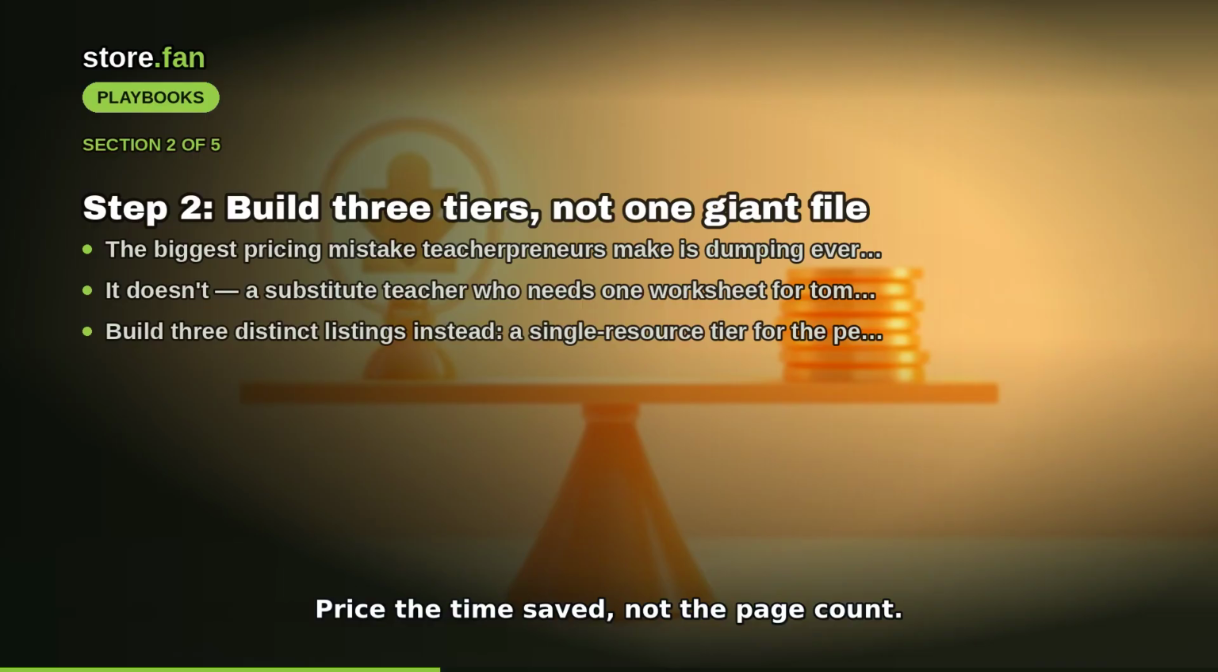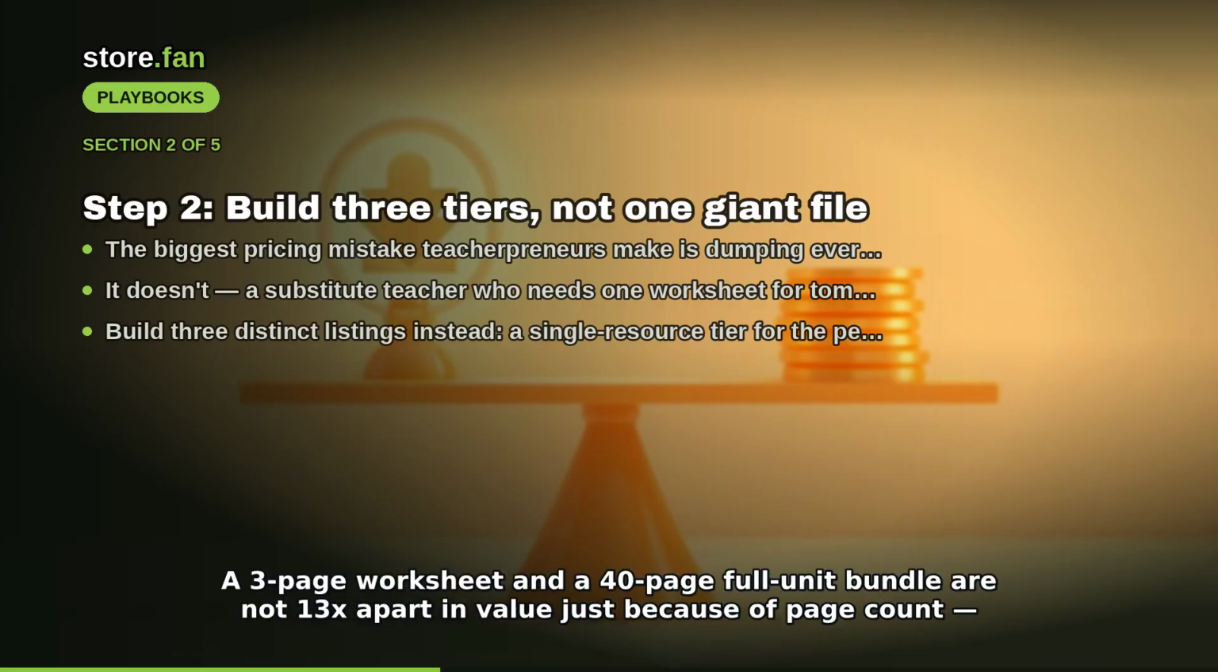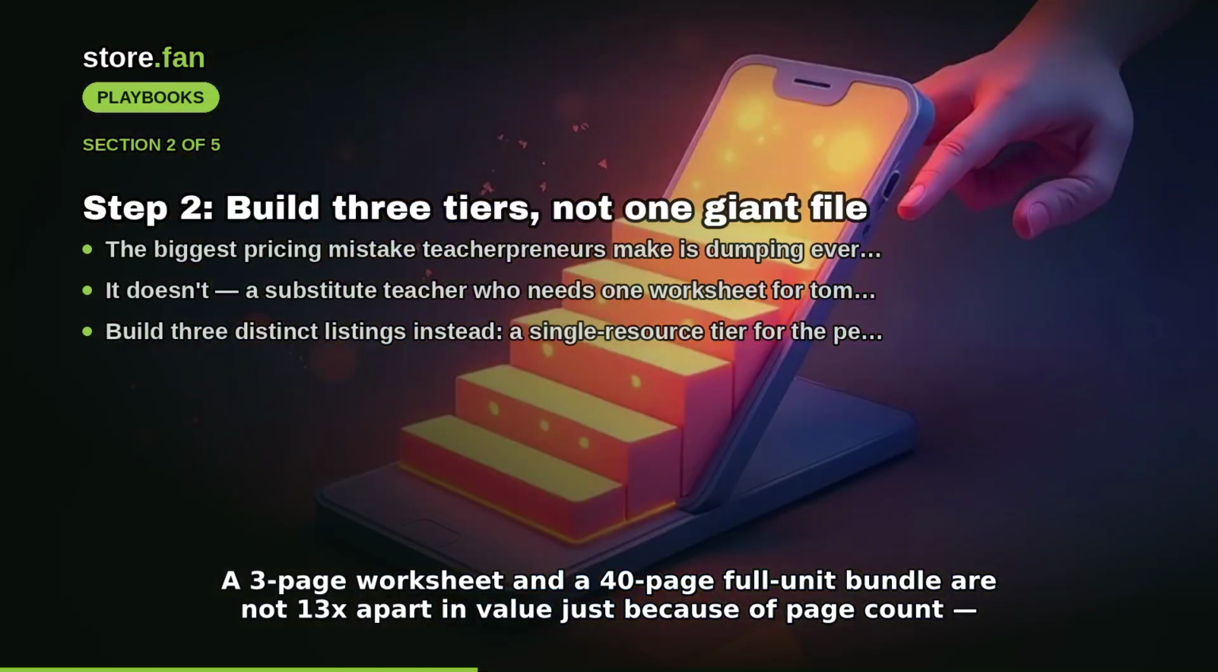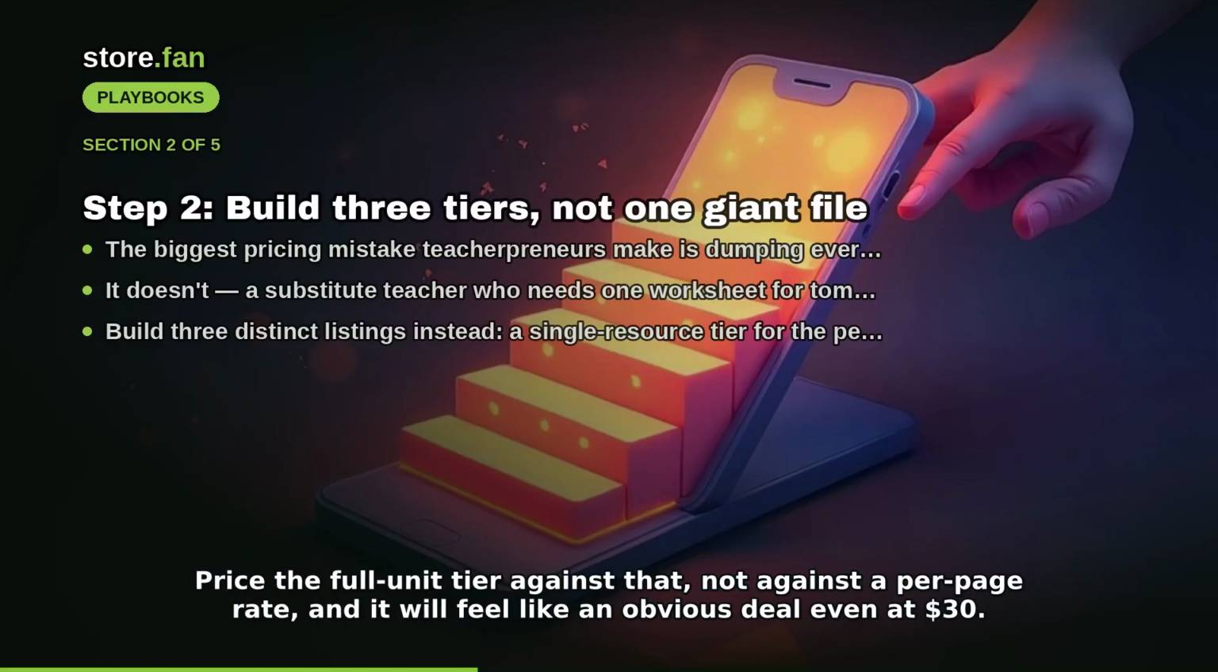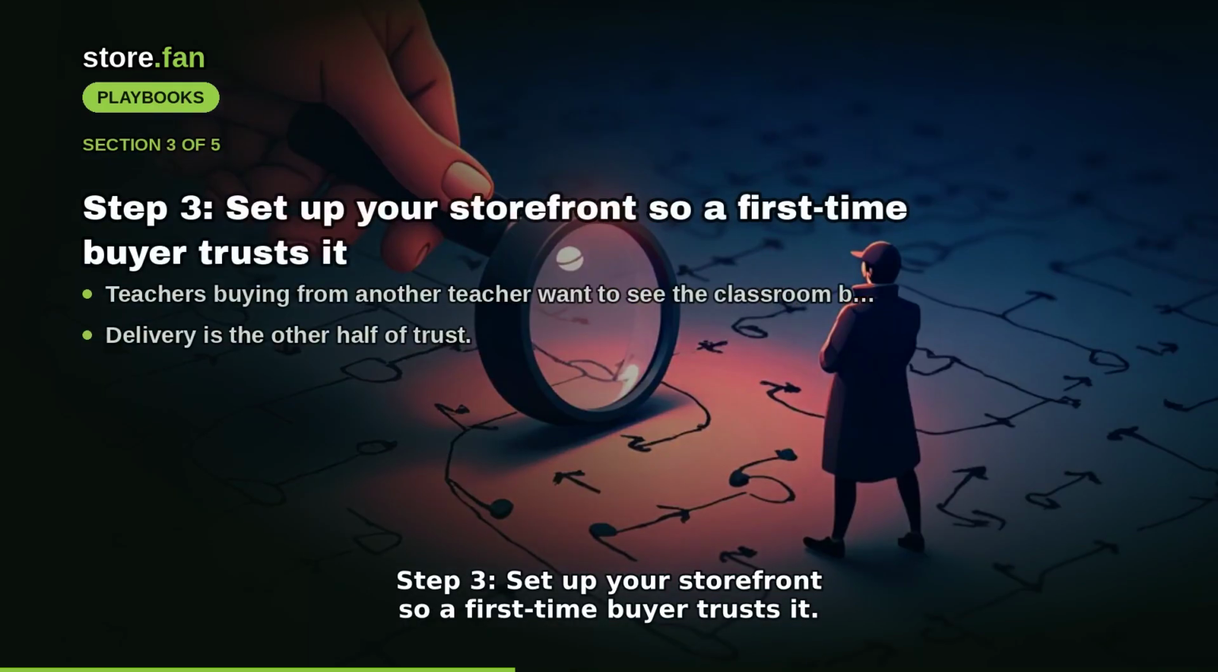Price the time saved, not the page count. A 3-page worksheet and a 40-page full unit bundle are not 13x apart in value just because of page count. The bundle is worth more because it replaces 10 to 20 hours of a teacher's own planning time. Price the full unit tier against that, not against a per-page rate, and it will feel like an obvious deal even at $30.